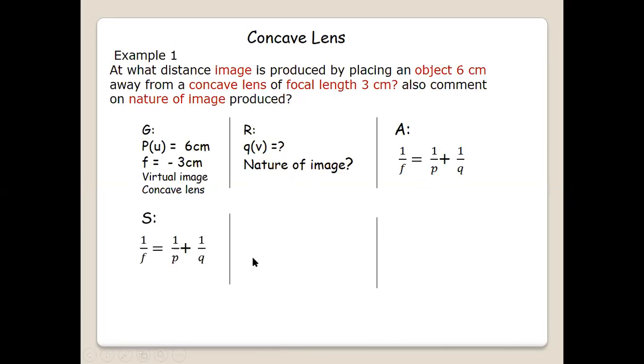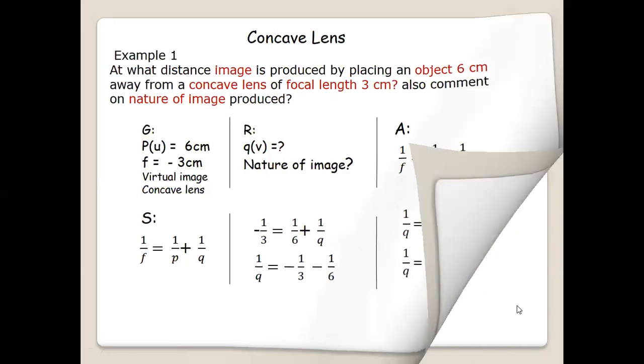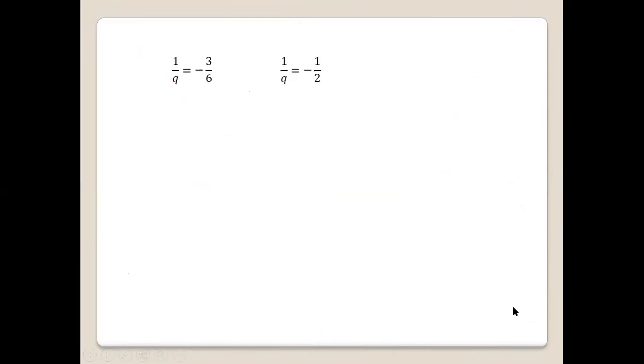I am going to substitute the values in the solution. f is equal to minus 3, p is equal to 6. Isolating 1 upon q on one side, we will get this result. Then again, we are going to solve by taking the LCM, and 1 upon q is equal to minus 3 upon 6. If you cancel 3 upon 6, you will get 1 upon 2, and if you cross multiply you can see q is equal to minus 2 centimeter. So the image distance is minus 2 centimeter.